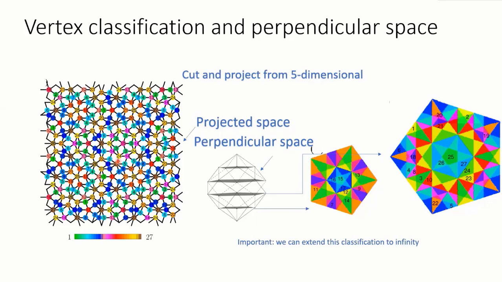So, as we see, we can extend this classification to the infinite length, looking at the infinite length around each vertex. So in this sense, this is a very natural classification of each vertex, and we can see that perpendicular space is nicely divided by this classification.